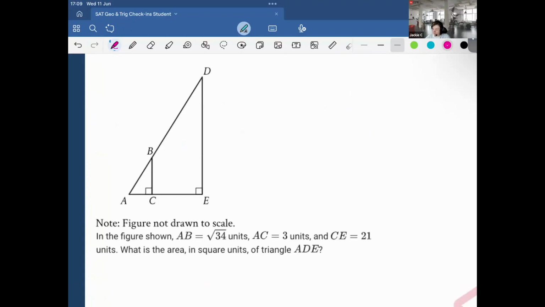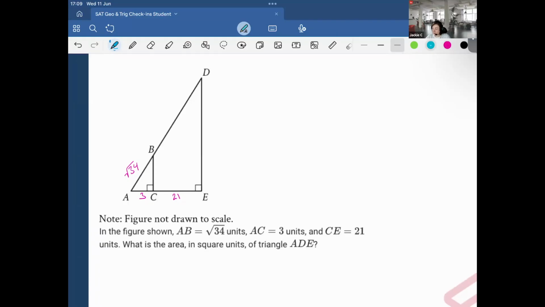In the figure, AB is square root 34 units, AC is 3 units, and CE is 21 units. What is the area of ADE? Okay, so first mission, I can see all these similar triangles.